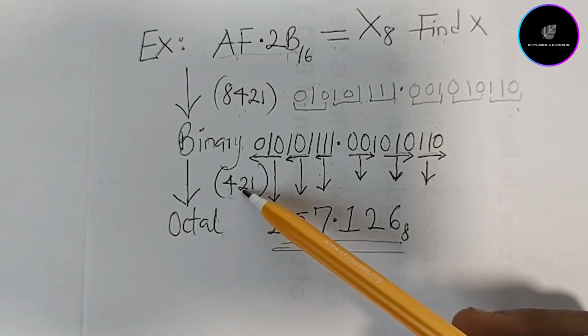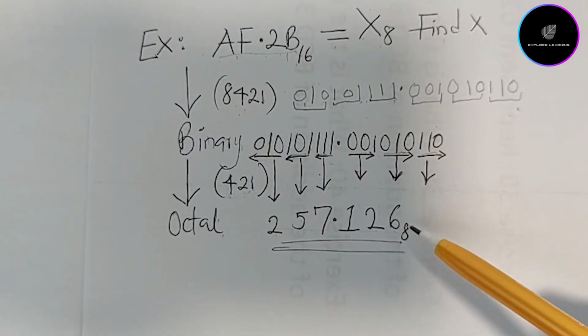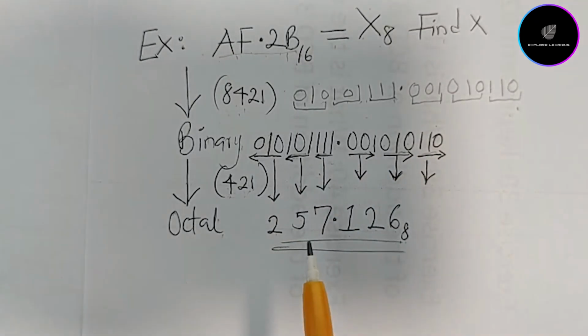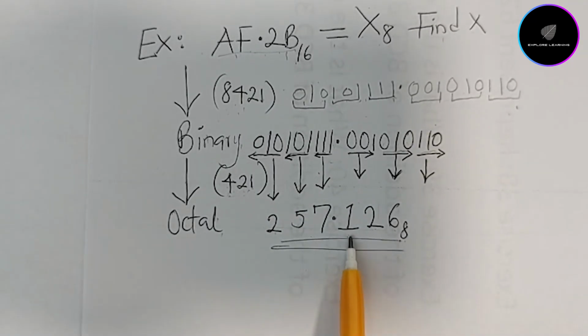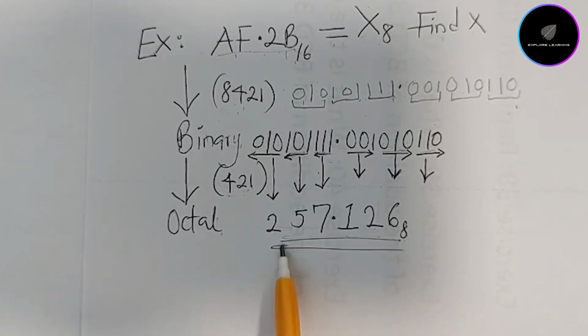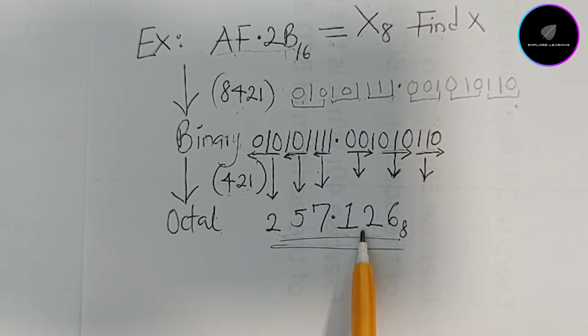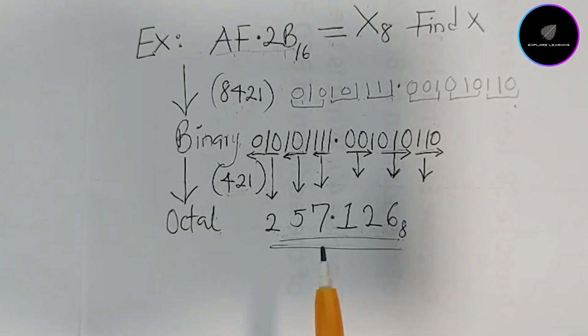So this is how to convert the hexadecimal number system to the octal number system. This is the octal number system equivalent, which is 257.126 base 8. This is how simple it is to convert hexadecimal to octal.